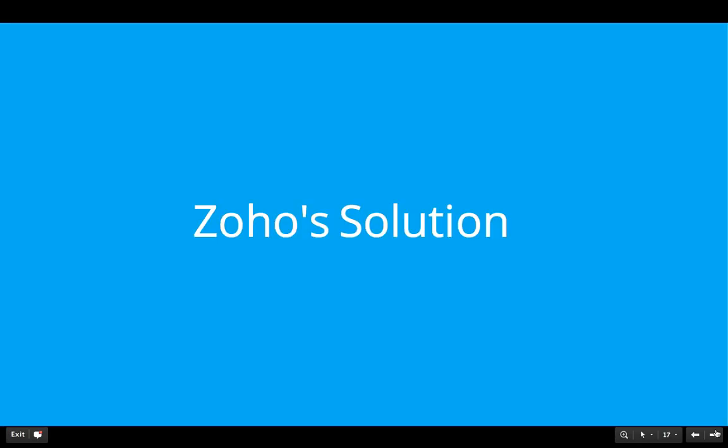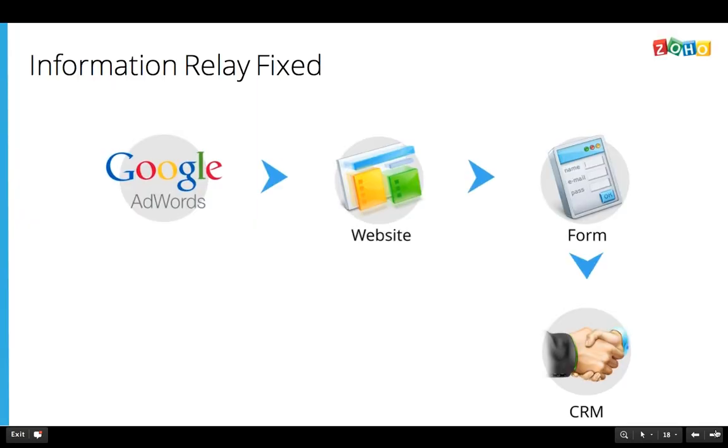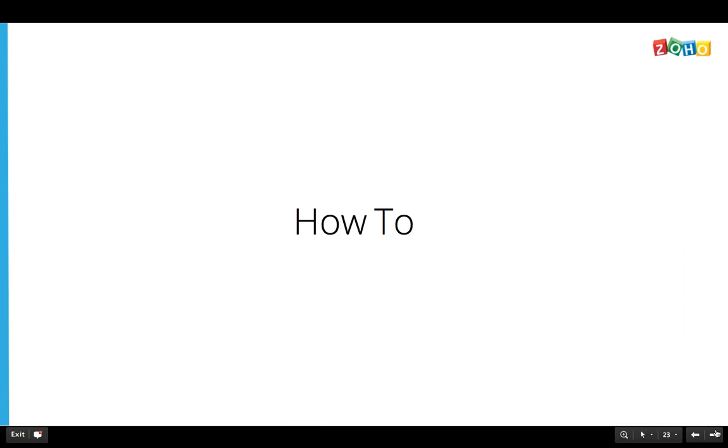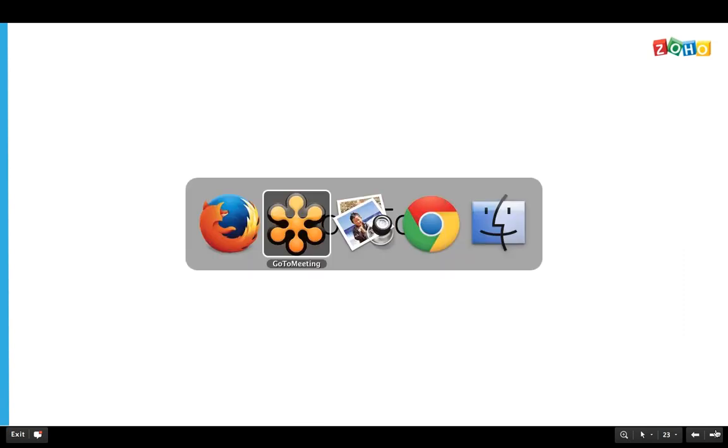And that is where Zoho has come up with a solution. The solution is fixing the flow of information relay from AdWords to the website to the form and into the CRM system. Now, the secret sauce behind this is called enabling auto tagging. Now, I will show you how this is done in the product.